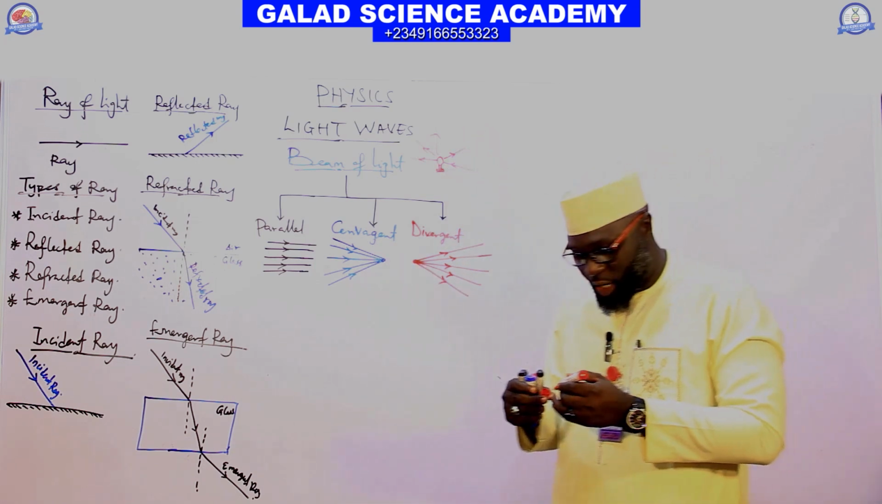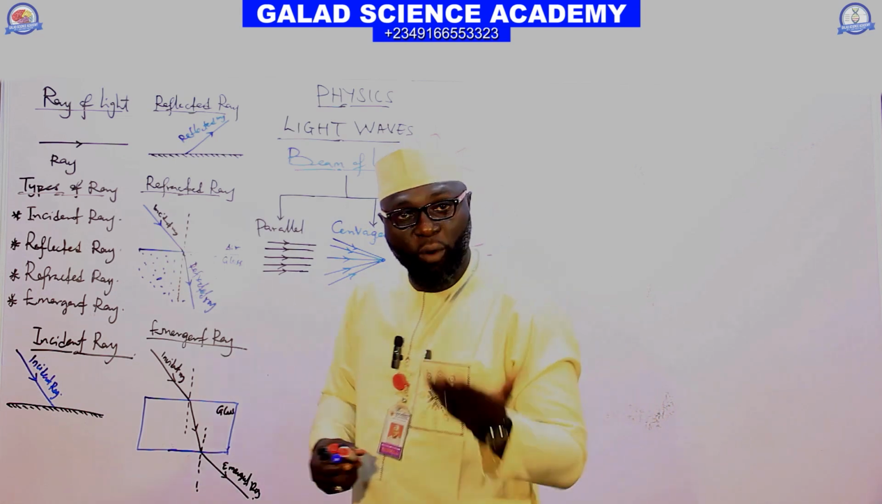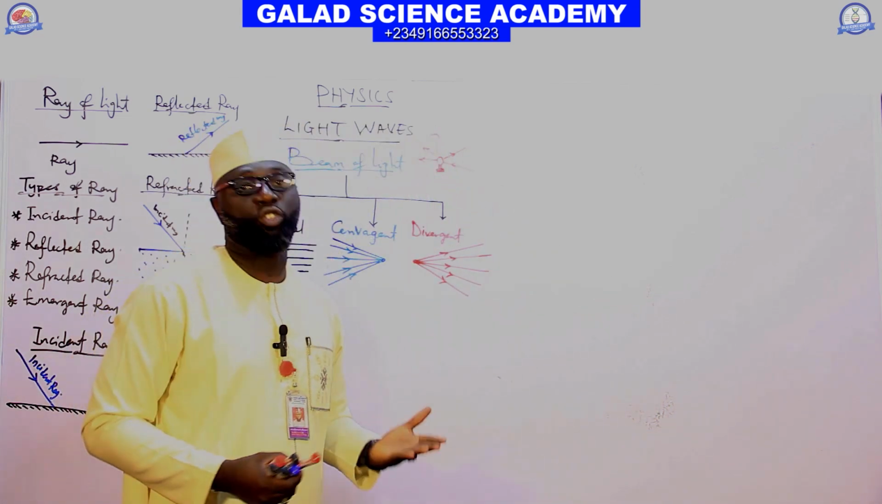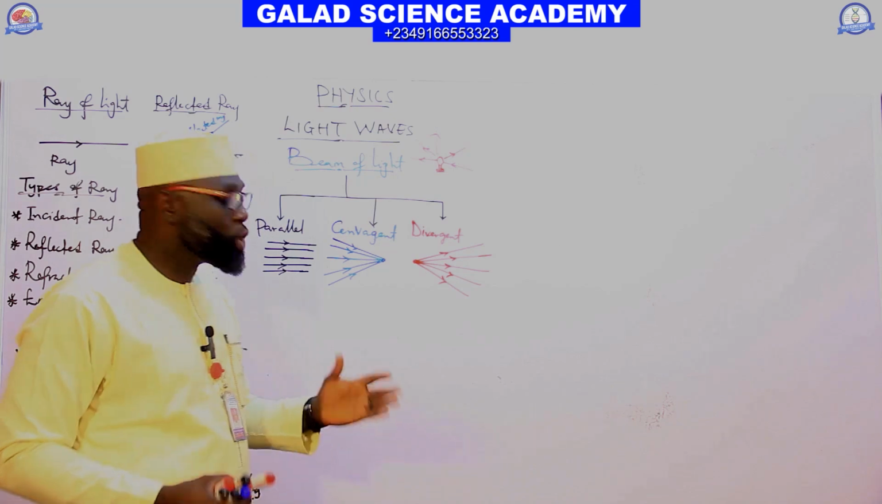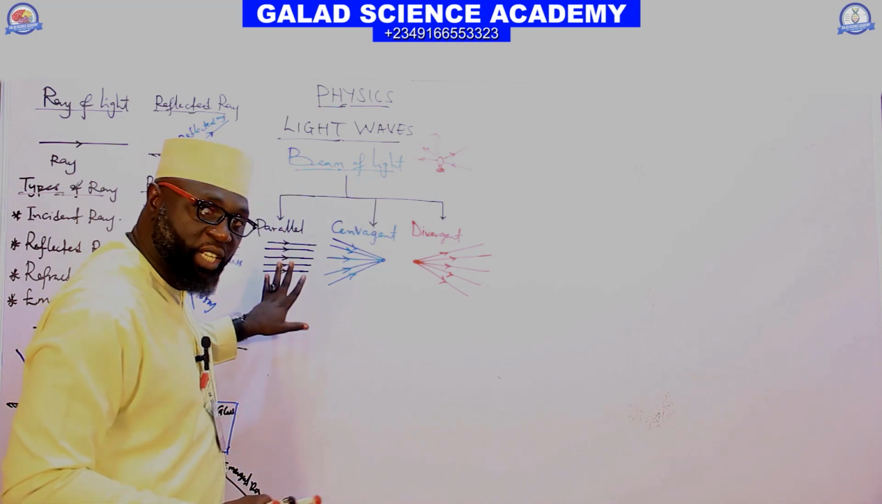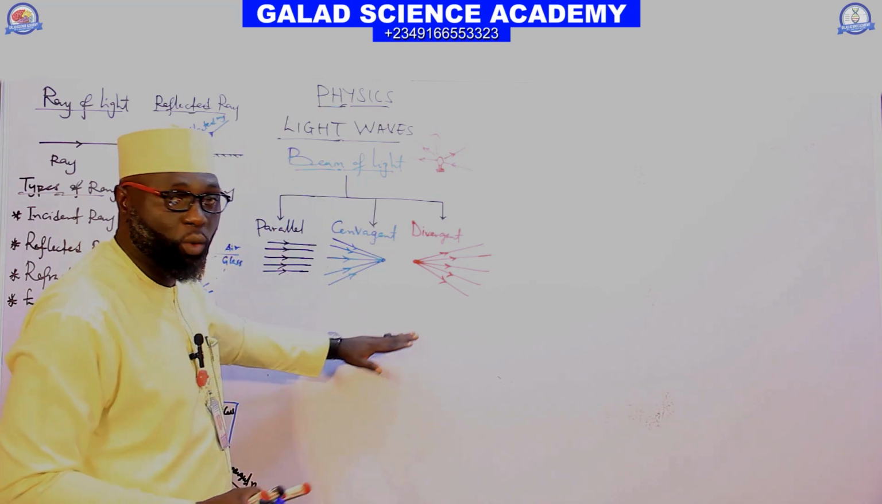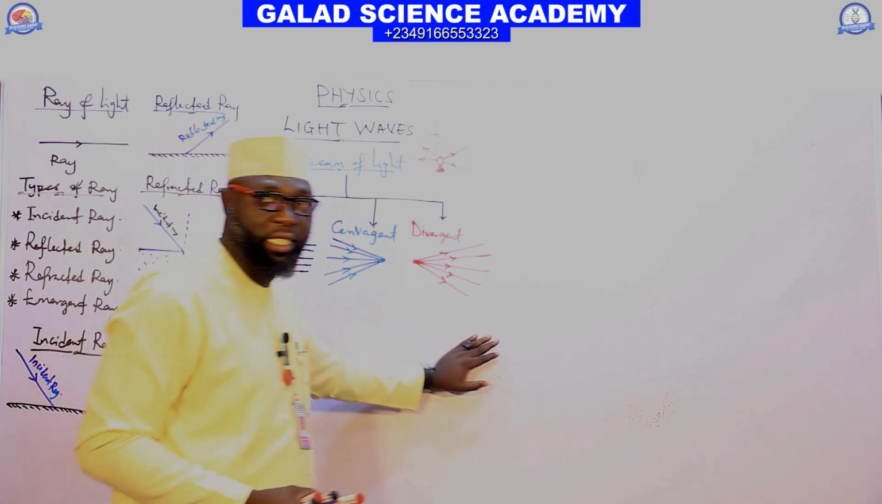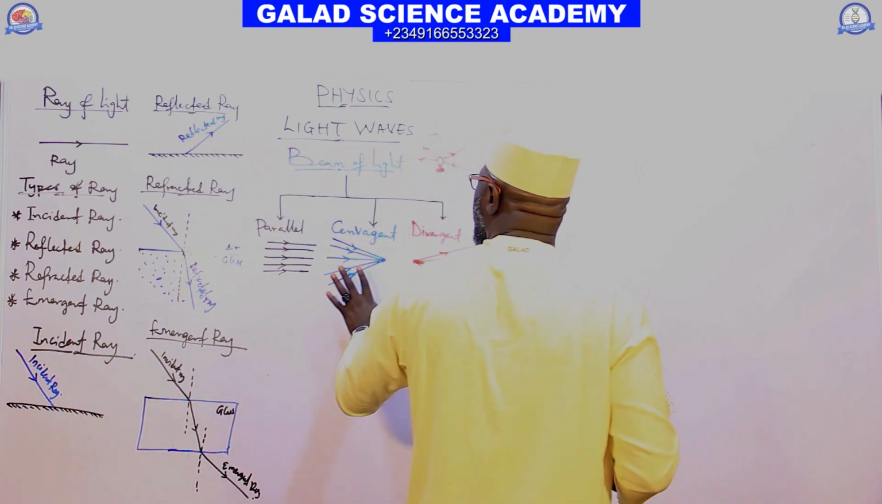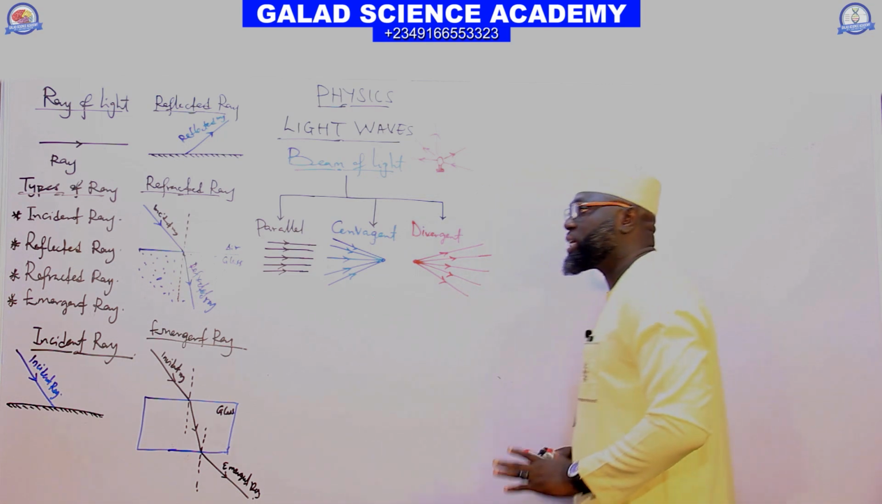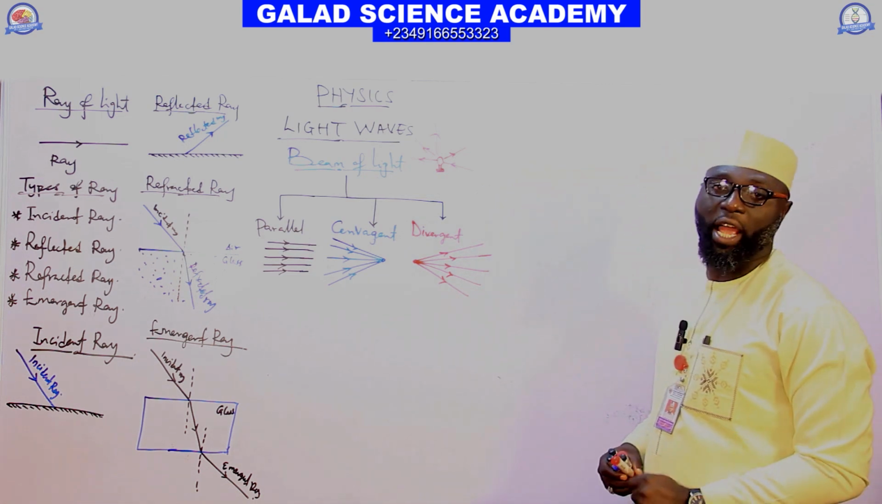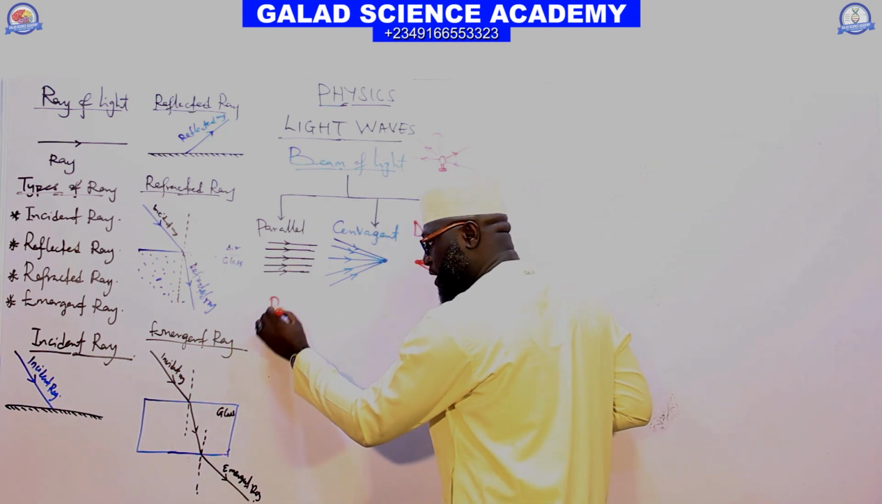The convergent beam, you can get it from the hand lens we use in the laboratory to observe biological specimens. And the parallel beam, you get it from the source, a torch light. That is all about the beam and rays of light.